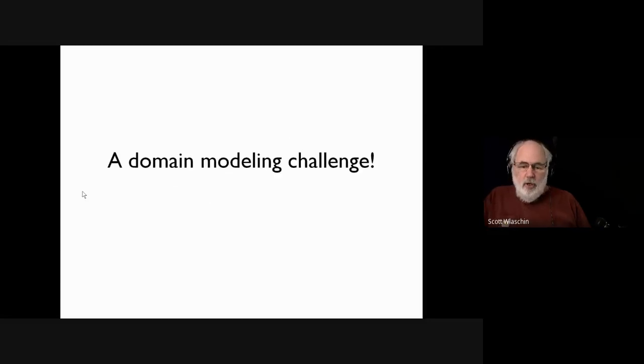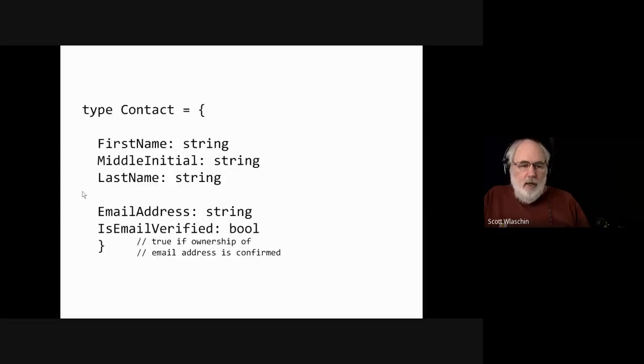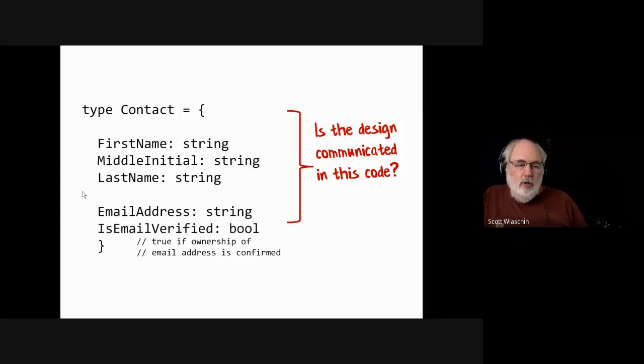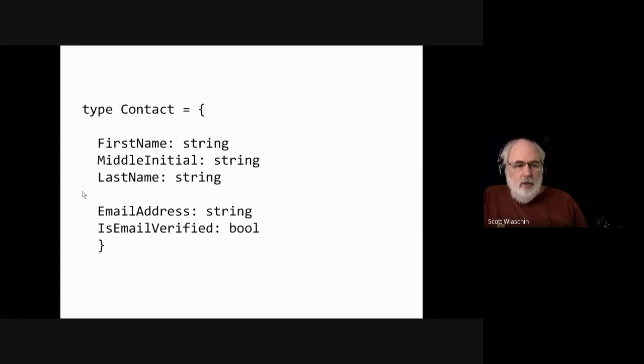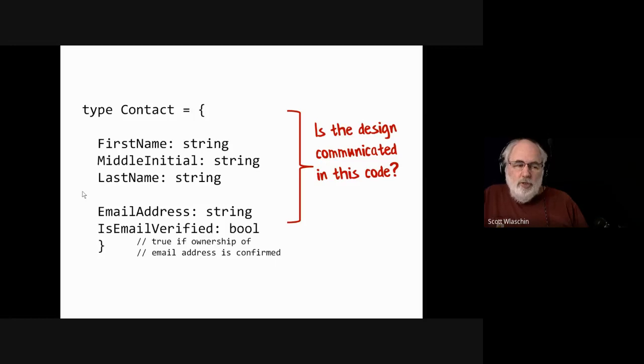Okay, so I'm going to give you a little challenge here. I'm going to ask you to look at this code. This is F# code. I'm going to ask you what is wrong with this code. Is the design communicated in this code? We said that was one of our rules. If you saw this in a code review, would you be happy with this code? Or would you make changes? And if you were going to make changes, what changes would you make?